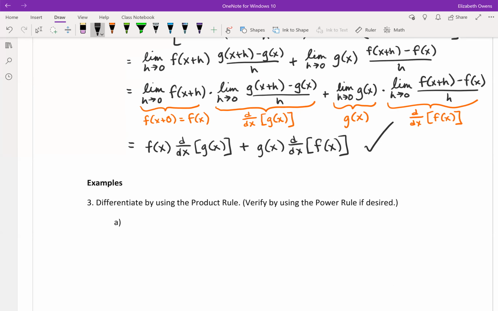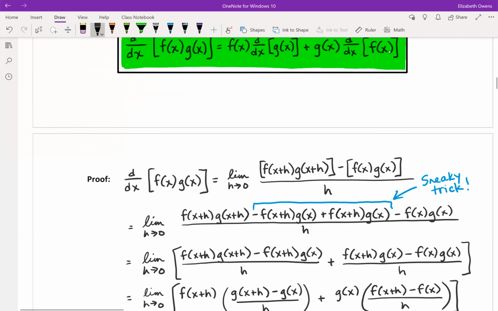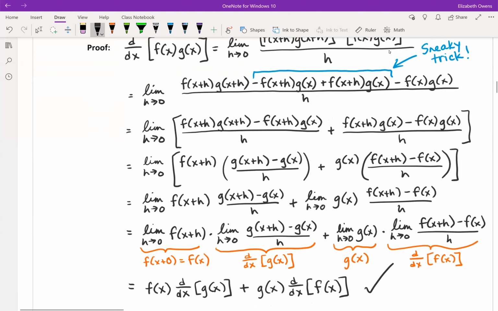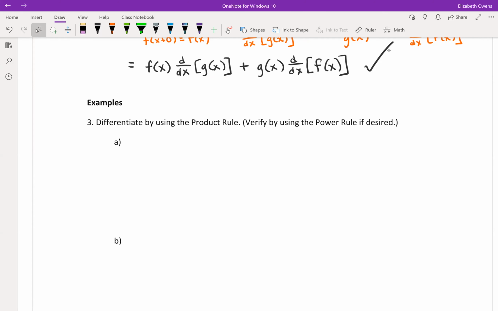Now that we've gotten the statement of the product rule and we've verified that it actually works by looking at the proof, we are going to look at some examples in which we differentiate, take the derivative, by using the product rule, and then we can verify that these came out correctly in some cases by using the power rule as an alternative. So let's see what this looks like here.